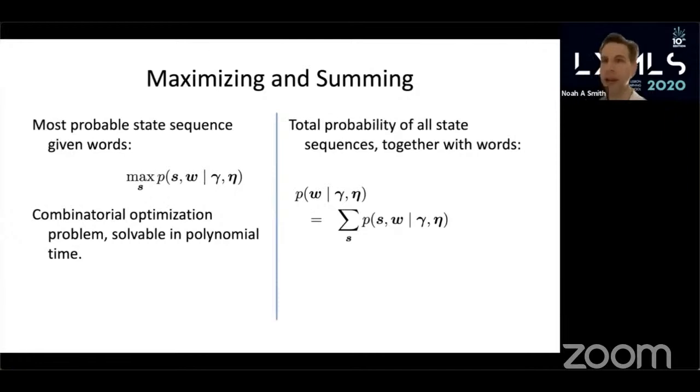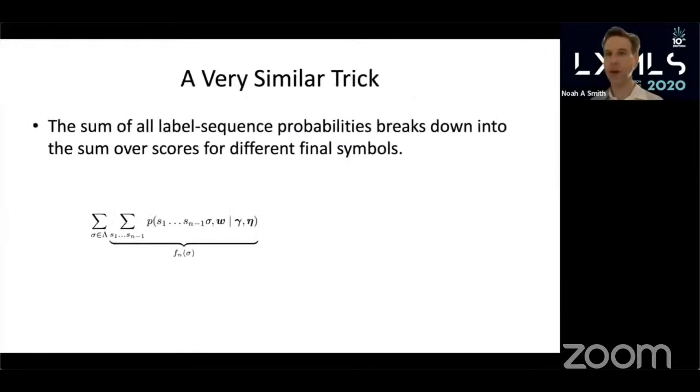But it's also solvable in polynomial time, and we use essentially the same kind of trick that we used in the Viterbi algorithm. So here's the idea. The sum of all label sequence probabilities, you can break it down a lot of different ways, but one way is to say, whatever the preceding prefix of states is for every sequence, there's always a final state. There's always a state for the nth symbol, the last symbol in the observations.